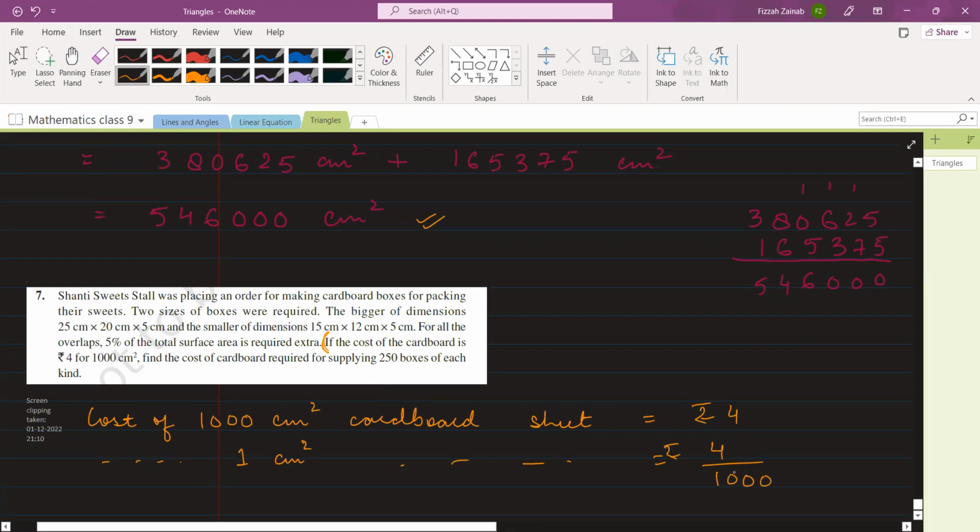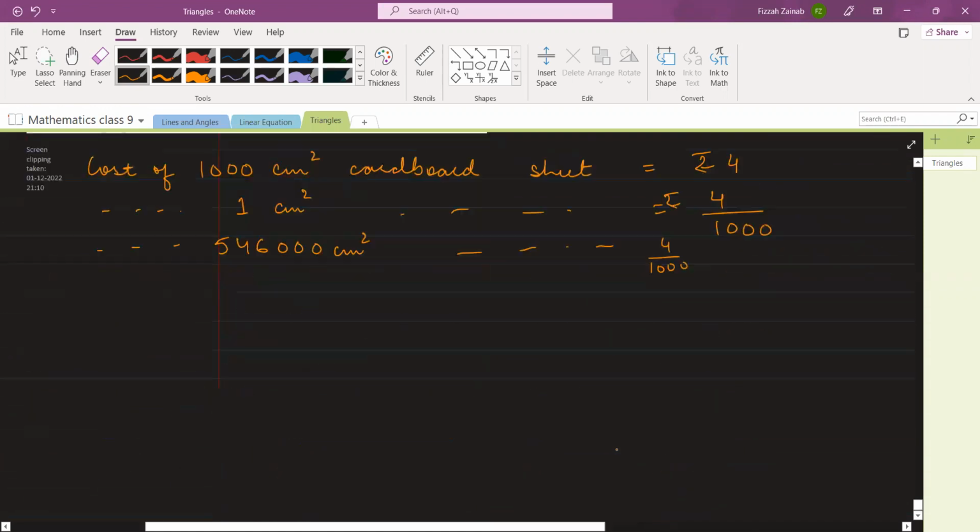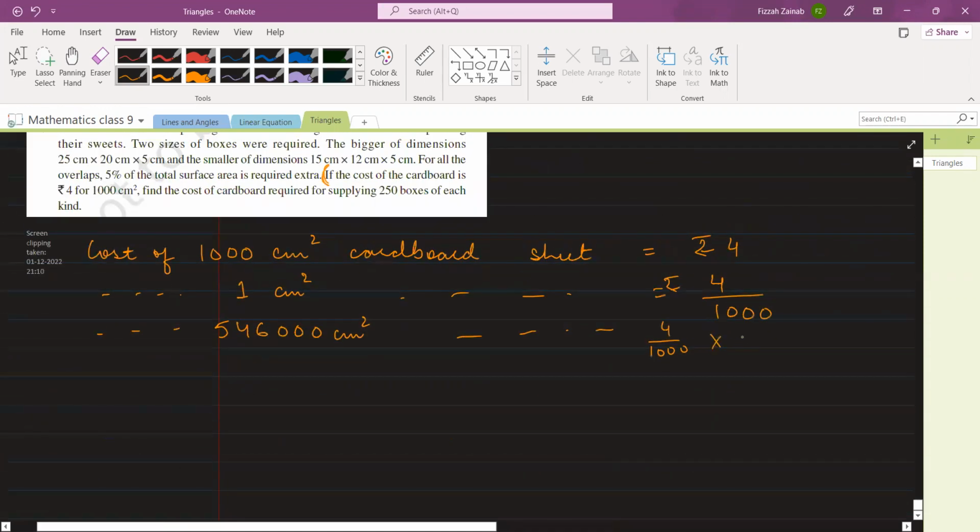Yes, ma'am. And then we have this much centimeter square. So cost of 546,000 centimeter square cardboard sheet will be 4 upon 1000 multiplied by 546,000. This is in rupees. So this is equal to rupees.